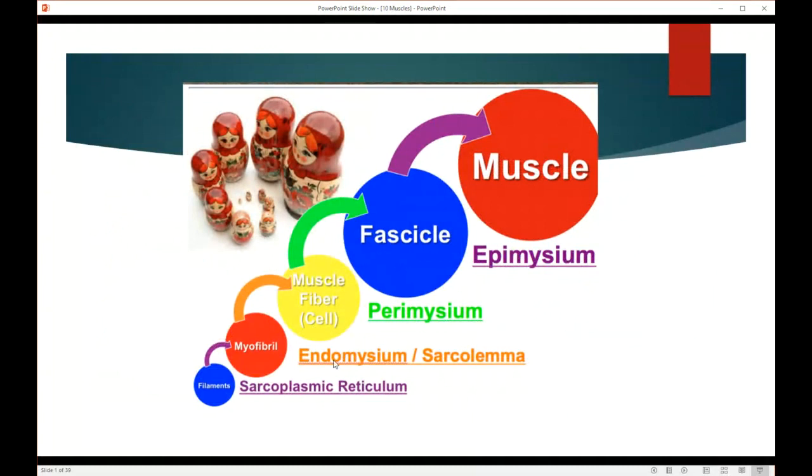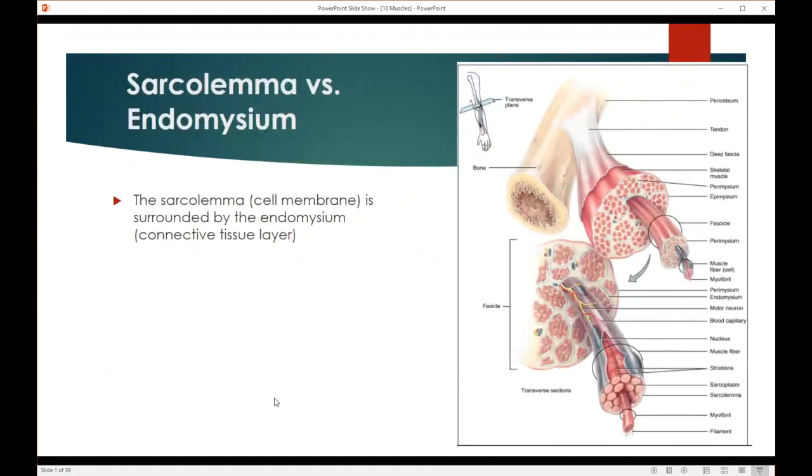Then we have our muscle fiber cells. Muscle fiber cells are coated in what's called the sarcolemma and the endomysium. Okay. Then we have our myofibrils, filaments, and the sarcoplasmic reticulum. And we're going to get into all that.